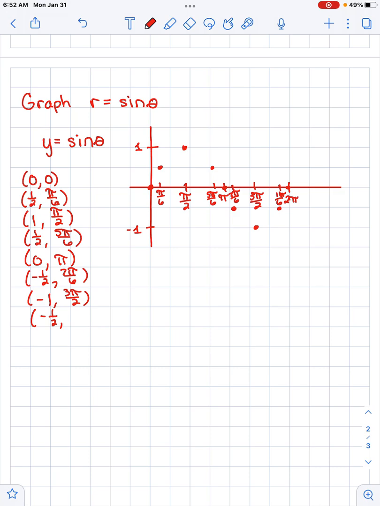I'm stalling while I'm writing out these points. I hope you actually went to go do this. Okay, finally, here we go. These are the points I'm going to graph.